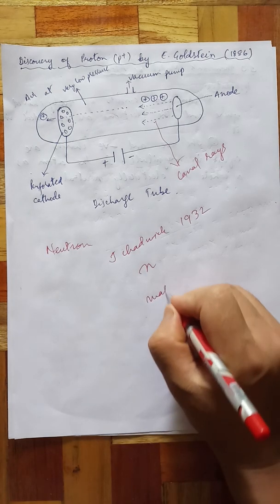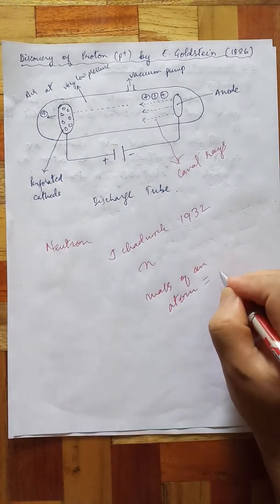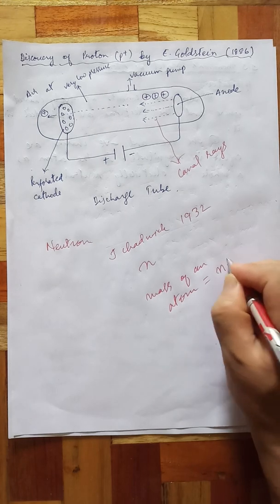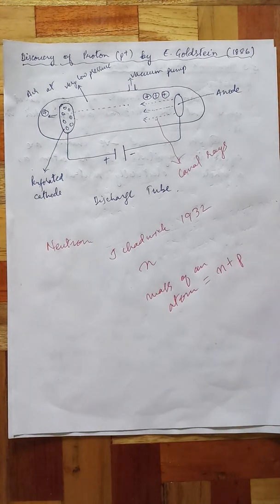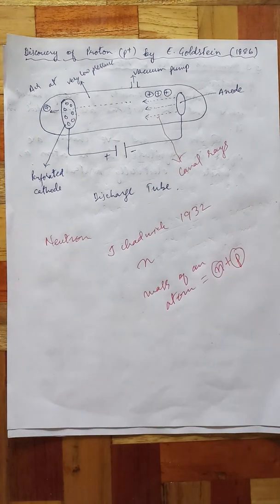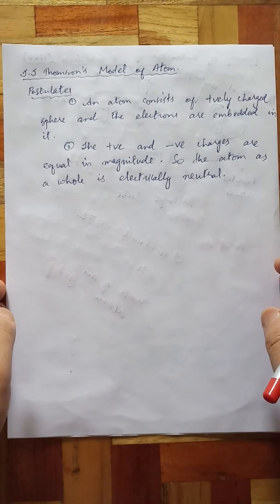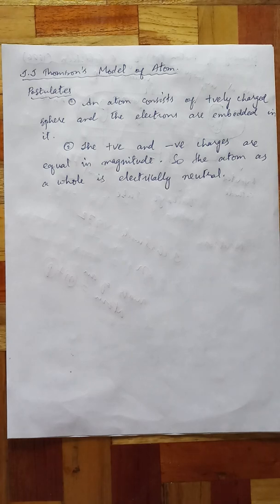The mass of an atom is therefore calculated from the sum of the mass of neutrons plus the mass of protons, because the mass of a proton is almost equal to the mass of a neutron. And why are we neglecting the electron? Because the mass of an electron is negligible; a proton is about 2000 times heavier than an electron. So it is important to know how these electrons and protons are arranged within an atom.